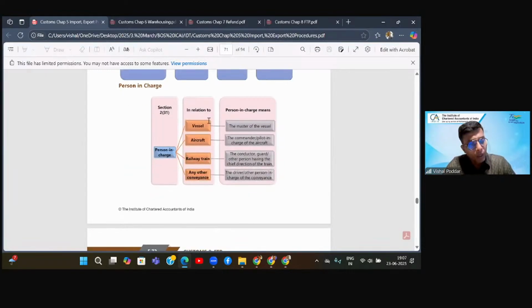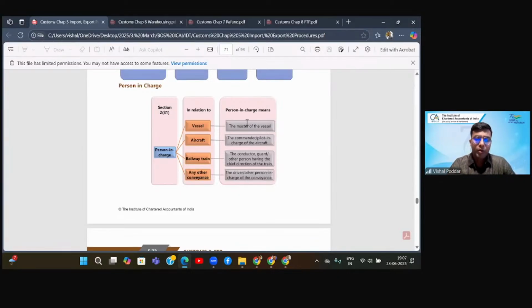Now, all the formalities which we are going to see in the further provisions, all the responsibilities have been cast upon this person called the person in charge. So this definition is again important. Now, who is the person in charge? In very simple words, it is the person who has control over that conveyance. Who decides where the conveyance stops? Who decides which route the conveyance will take? Such a person who has such control over the conveyance is the person in charge.